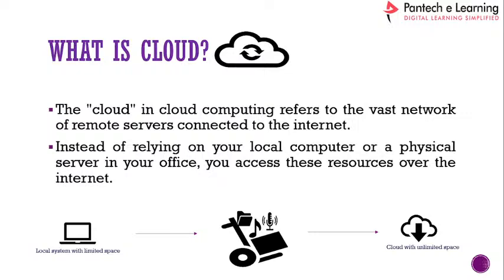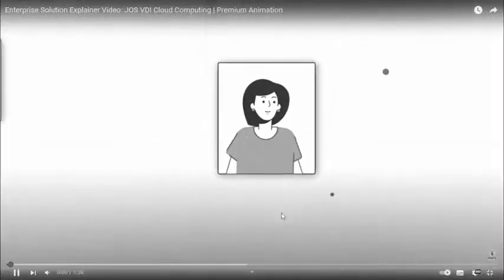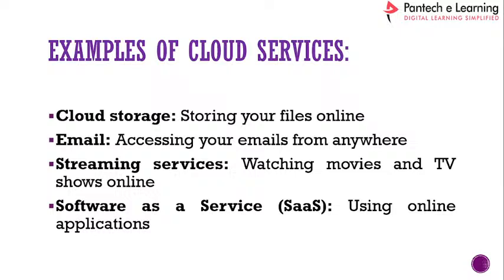So now we got to know the purpose of cloud computing, and we also know what cloud computing exactly means. Moving on, we have a few examples of cloud services. First one, with cloud storage, we can store our files online. So the cloud provides the storage, for example, Google Drive or Dropbox.